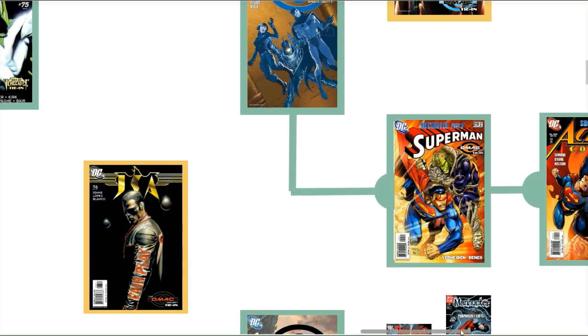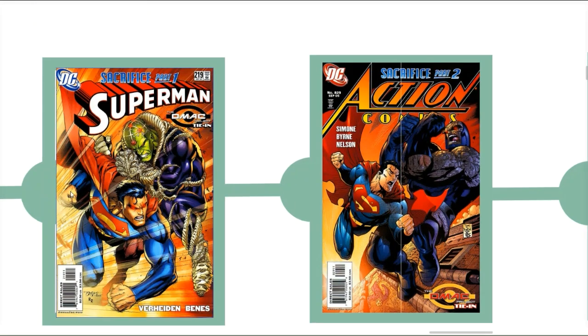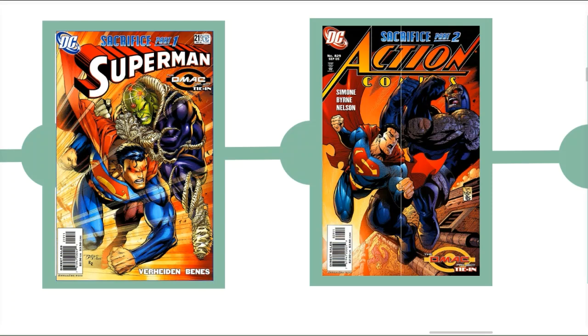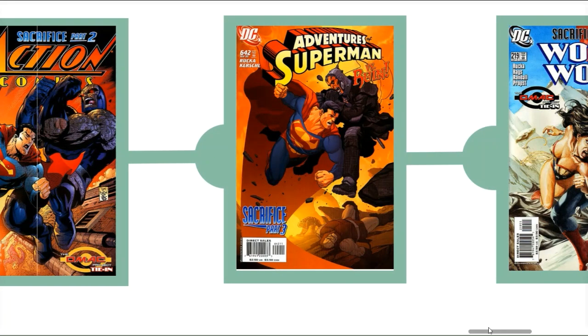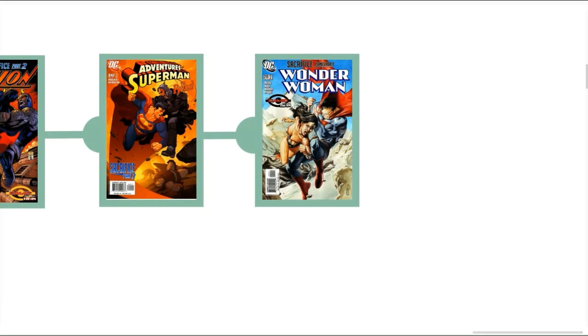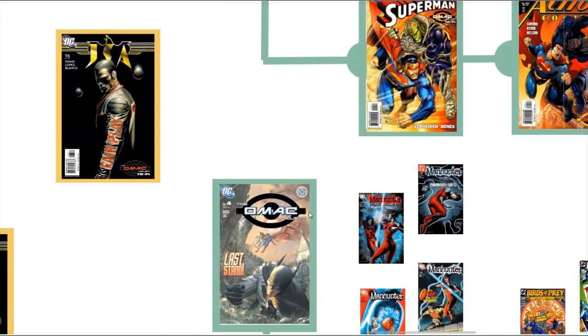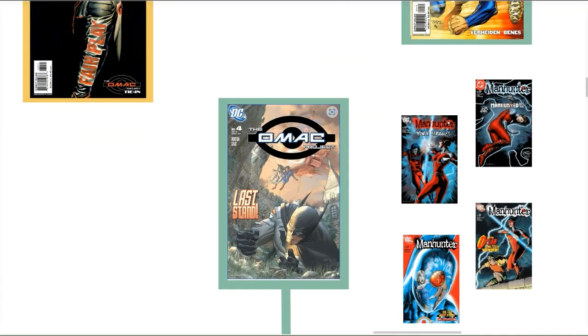Now, if you were here for yesterday's Superman video, you'll know exactly what I mean by Sacrifice. But Sacrifice is a Superman and Wonder Woman crossover. Here we've got Sacrifice Part 1, Superman 219. That is followed by Sacrifice Part 2, Action Comics 829. Then you have Adventures of Superman 642. And then you have Wonder Woman 219, which is, as it says here, Sacrifice Conclusion. Really important you read those four, in that order, and you read them after Omac number 4.